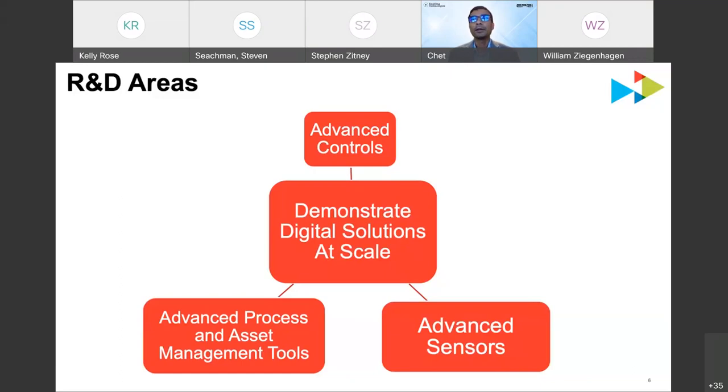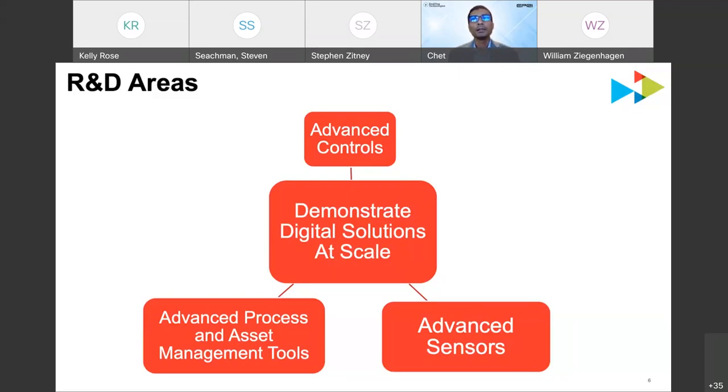The second area is advanced sensors. We want to see if there are any sensors that we can use to measure new process variables or have a lot of sensors so that we can get data from different assets and we can improve our asset management.